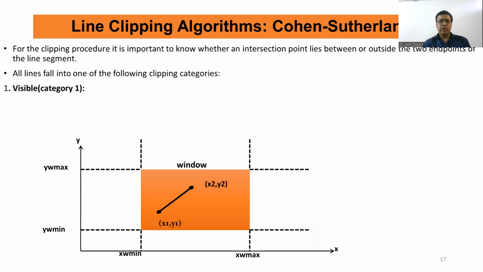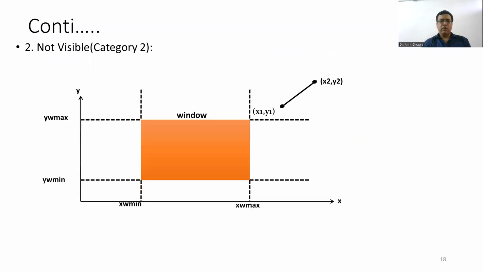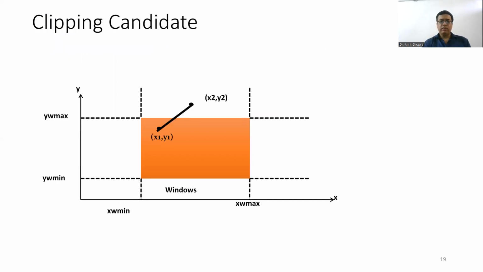Now, we can consider the visible case of a line having coordinates x1, y1, x2, y2. This is the completely visible case. Another case is that if x1, y1, x2, y2, all coordinates are outside the window, that is not visible. Now, this is the partially visible case, called a clipping candidate: x1, y1 coordinates are inside the window and x2, y2 are outside of the window. Now, clipping is required.